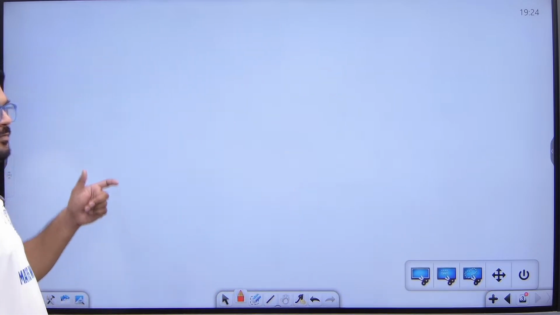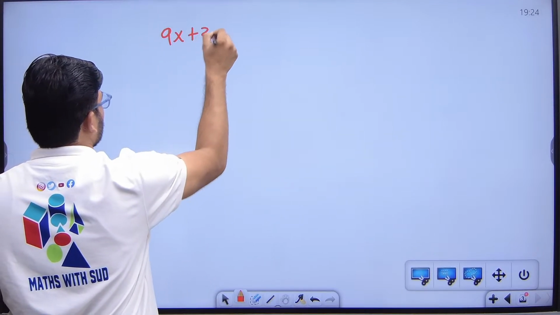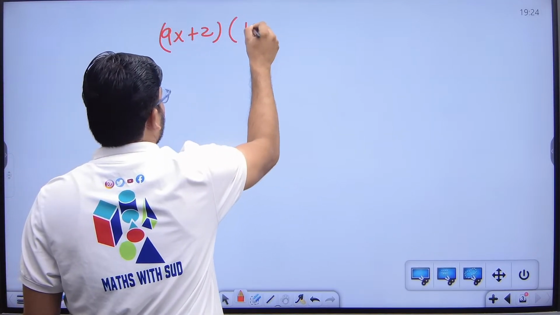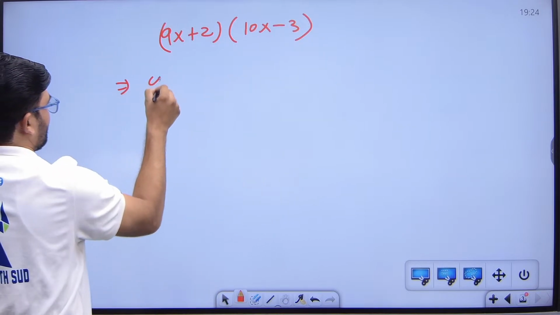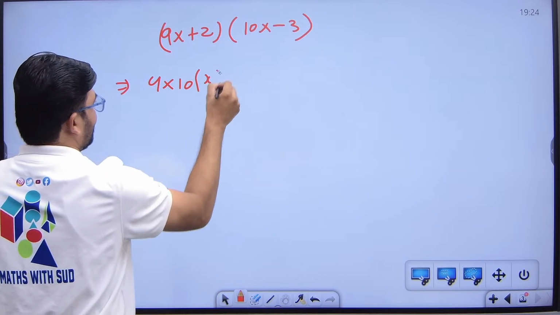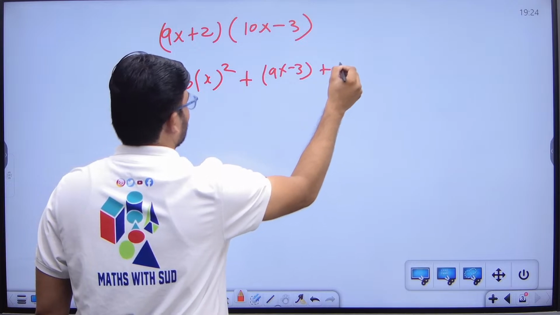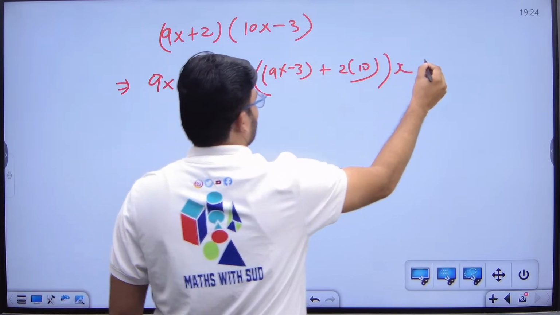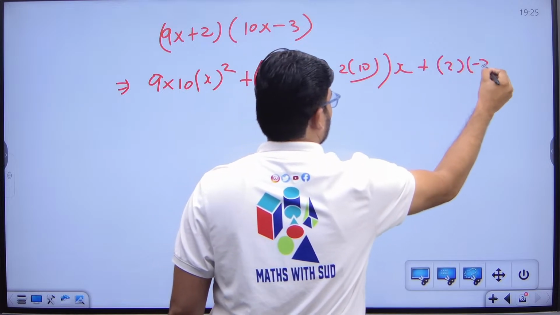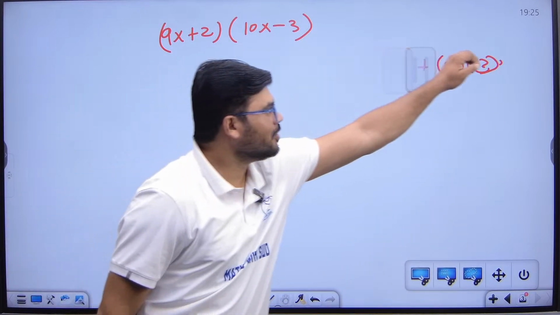Okay, let me give you another question. 9x plus 2. You can keep saying your answer when I am finished with the question. 9 into 10x square, plus 9 into minus 3 plus 2 into 10, the whole thing multiplied by x, plus 2 into minus 3. Good one. Good and fast.